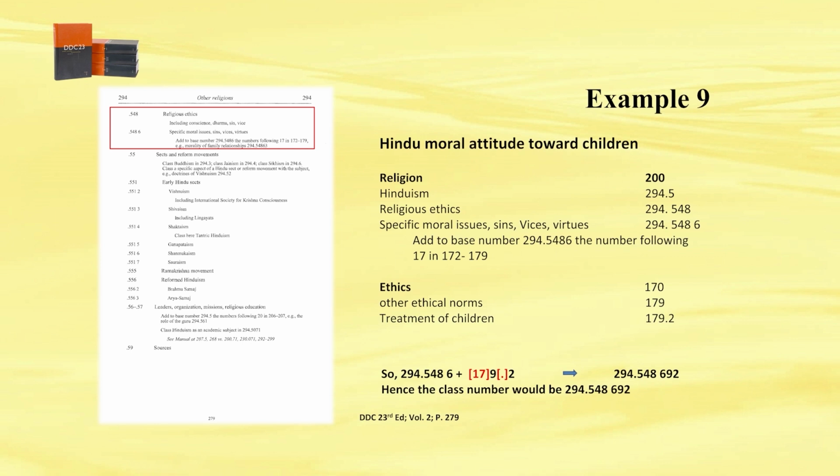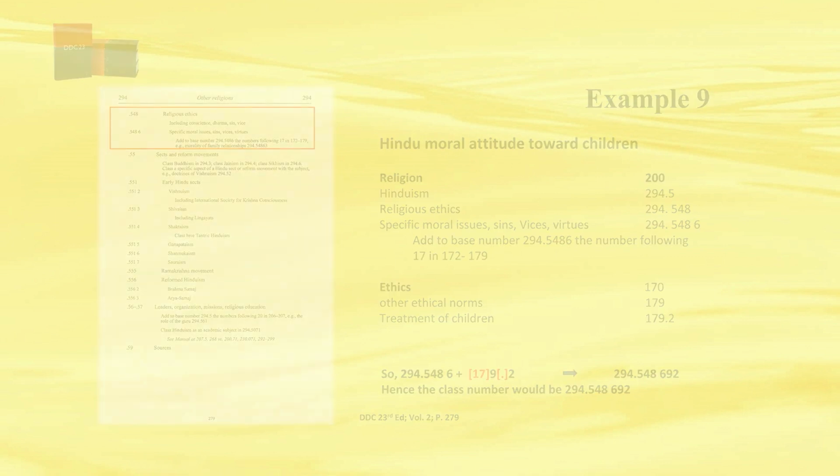294.548692. You may have a question about where the dot for 179.2 went. We removed it because we have already used a dot after 294, so another dot is not required, as DDC has instructed us to use only a single dot in any class number, if required and if it is more than 3 digits. So here is the last example.